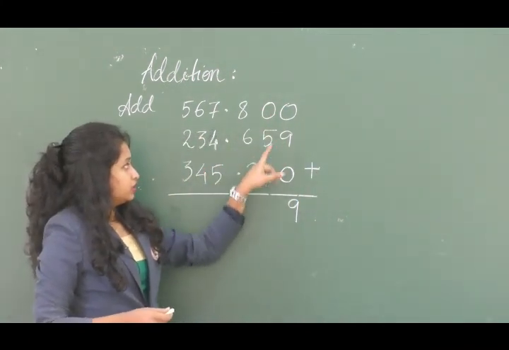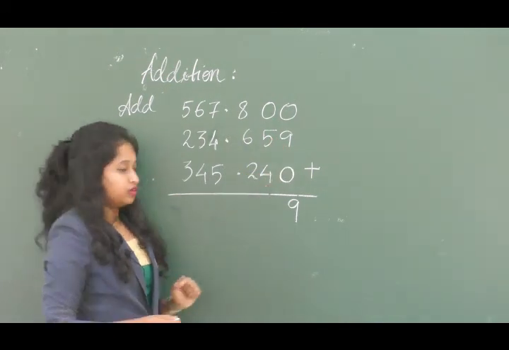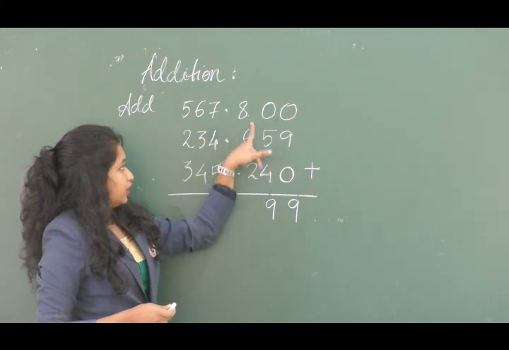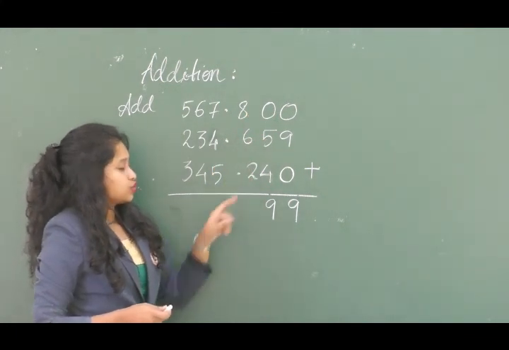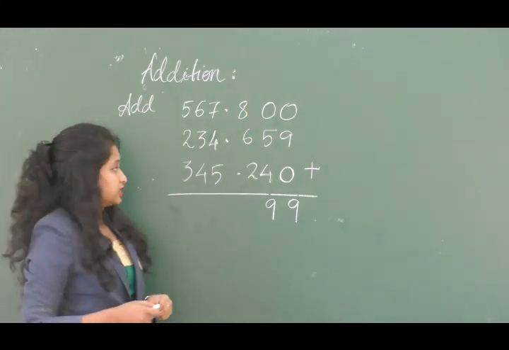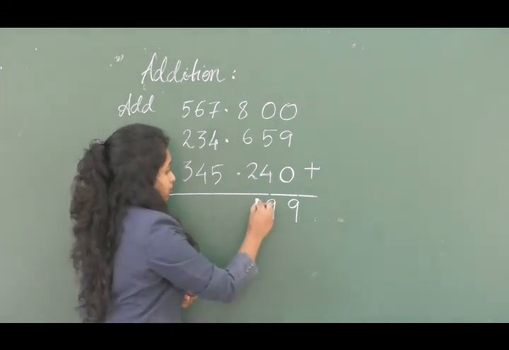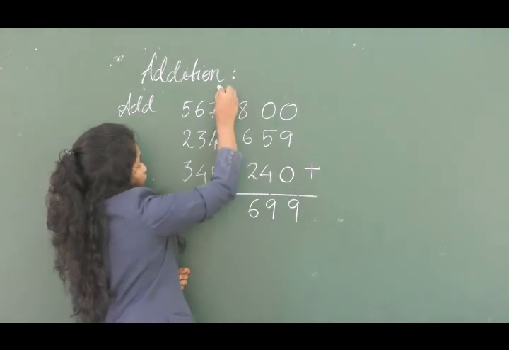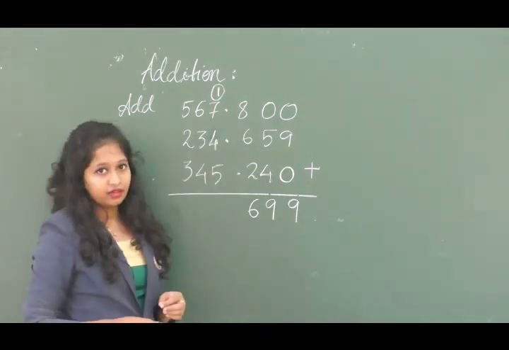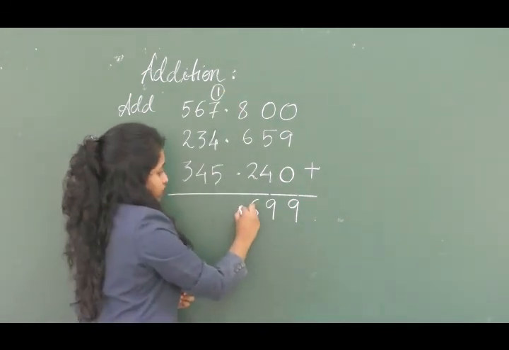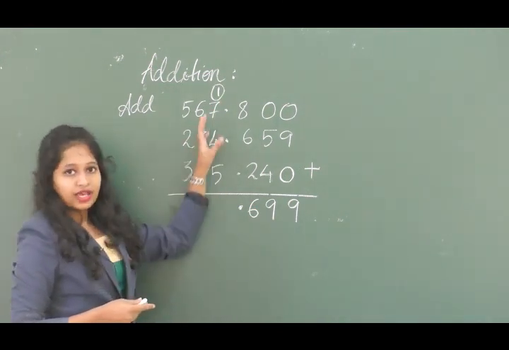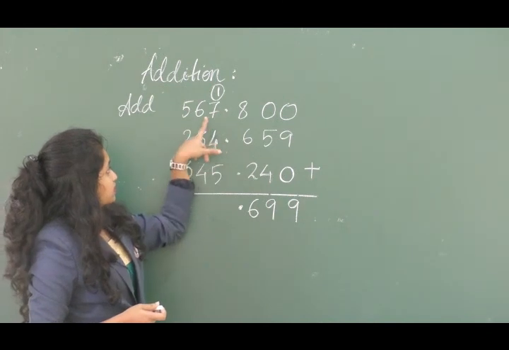And when you add 5 plus 4, we get 9. And then you add 8 plus 6 plus 2, we get 16. Write 6 here and 1 as carry and place the point. Okay? And next, as usual, add all this.